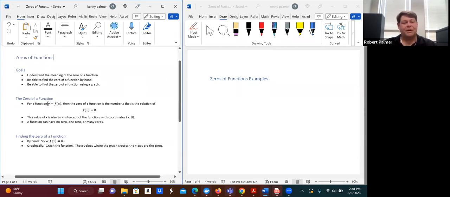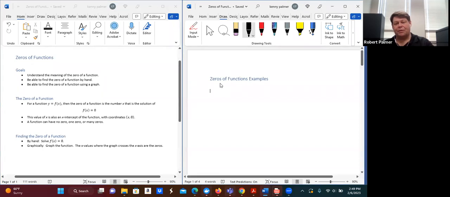First, let me explain what a zero of a function is, then look at some examples. A zero of a function: you have some function we call y or equals f of x. Then what's called the zero of a function is the number x that's the solution of f of x equals 0. So you just set your function equal to 0 and solve it, and that x value, or values, could be more than one, is what's called the zero. Now, as we'll see graphically, that value is also the x-intercept of the function, so a zero is the x-coordinate of the x-intercept of the function. A function can have no zero, one zero, or many zeros.